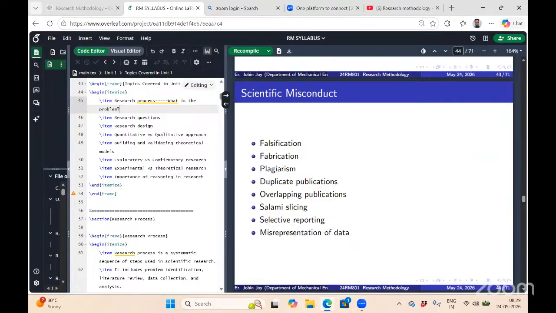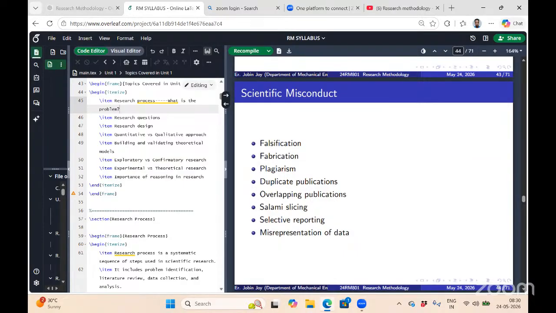Selective reporting means avoiding negative results. For example, you conduct an experiment on a particular medicine. In the case of medicine, we have positive results and negative results. But when you publish, you publish only the positive results. This is an example of selective reporting. When you publish, you have to mention both positive and negative results. Then misrepresentation of data. Misrepresentation of data means you have the data and you represent the data in a different way.